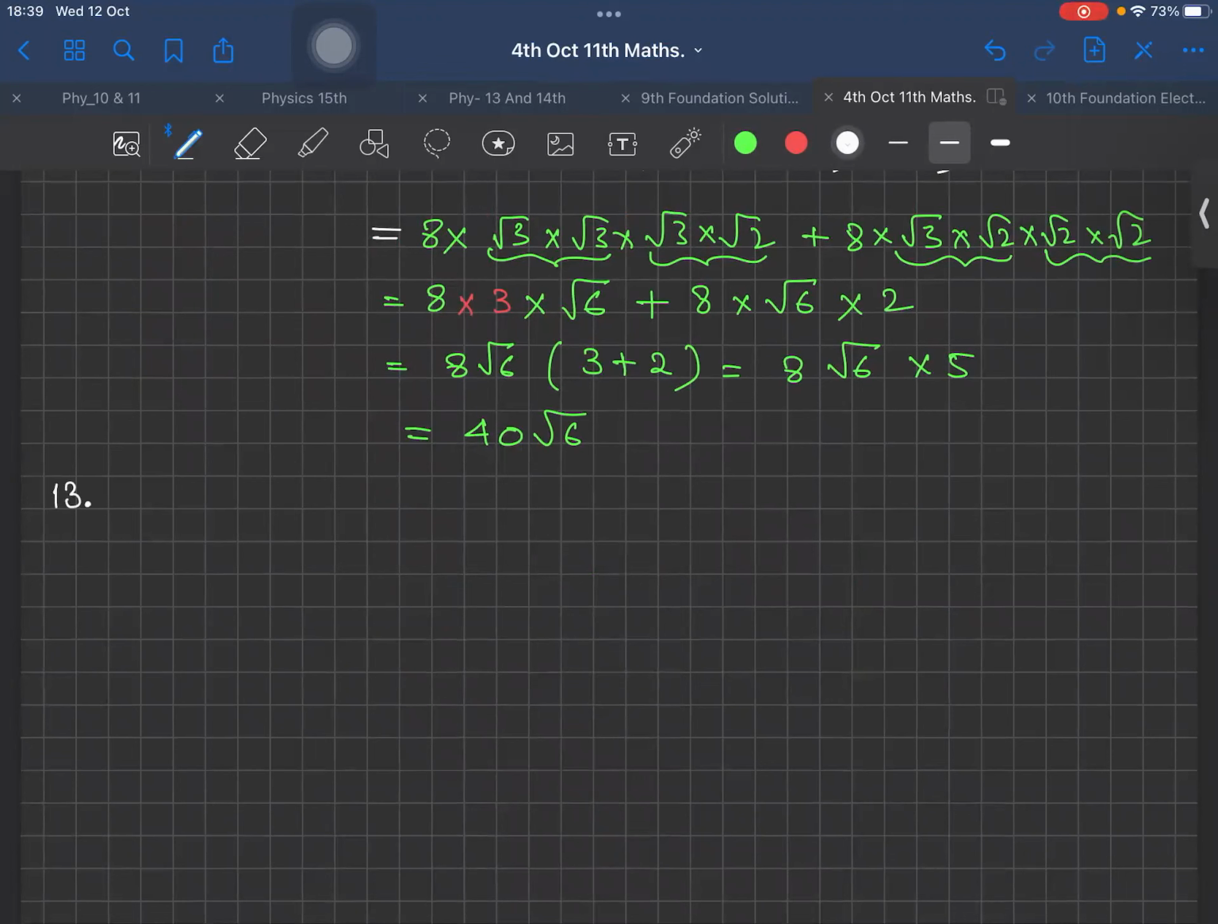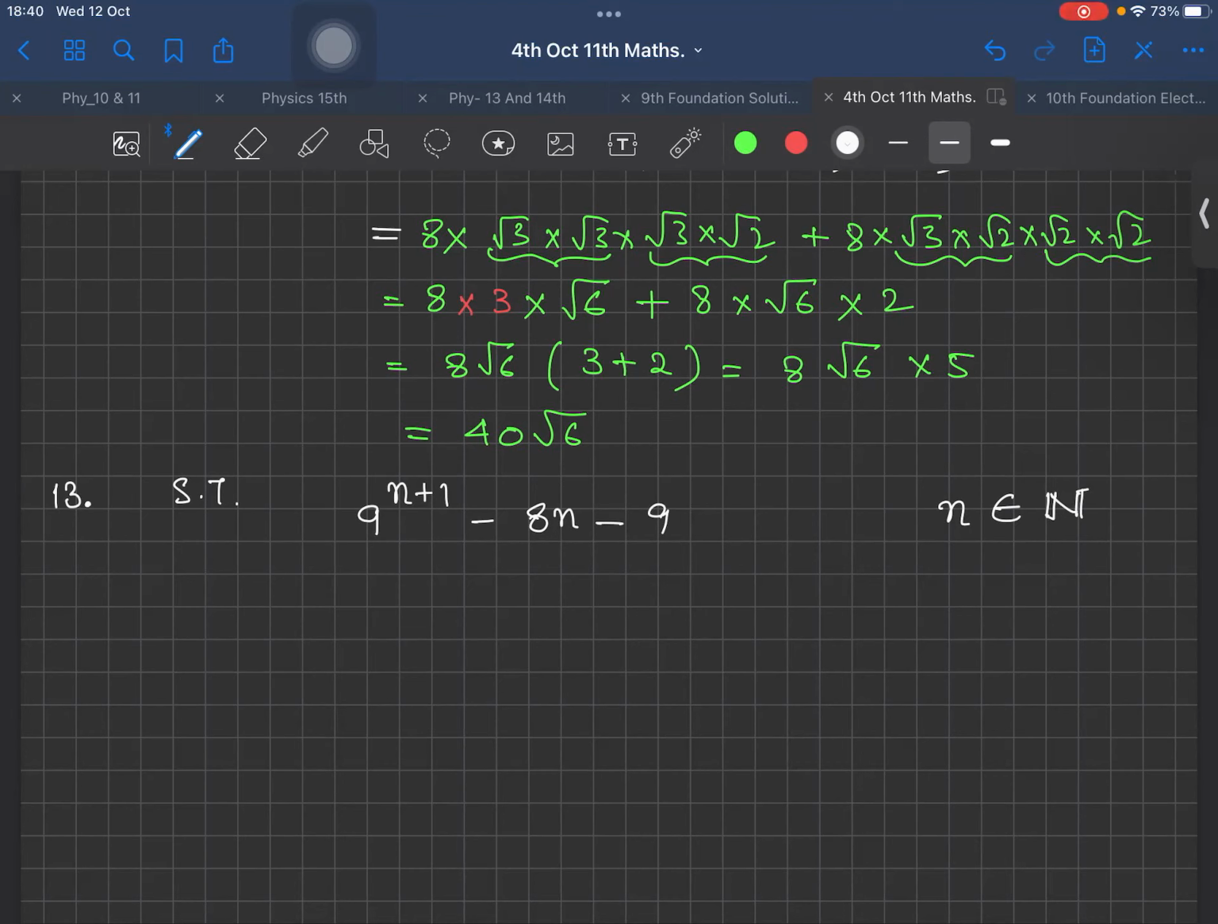Okay, question number 13. It says show that 9 to the power of n plus 1 minus 8n minus 9 is divisible by 64. Okay, you have to show that this number is divisible by 64 whenever n is a positive integer. That means when n is a natural number. Positive integers are natural numbers, right?